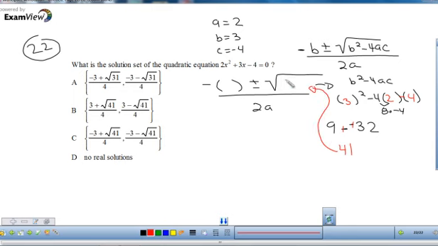So we're going to write this over back here. We have b, which is 3, and a, which is 2. So I'm going to have negative 3 plus or minus the square root of 41 over 4.